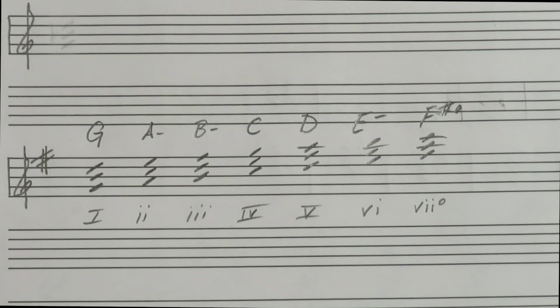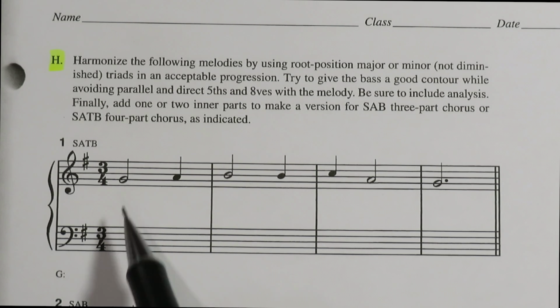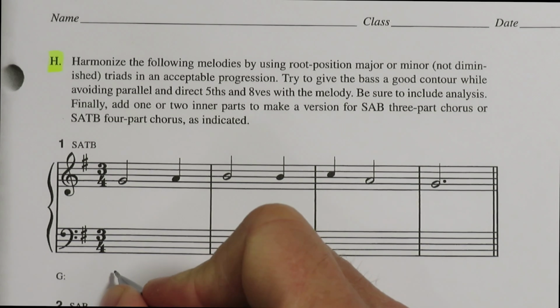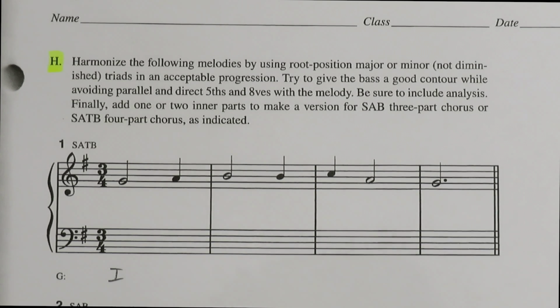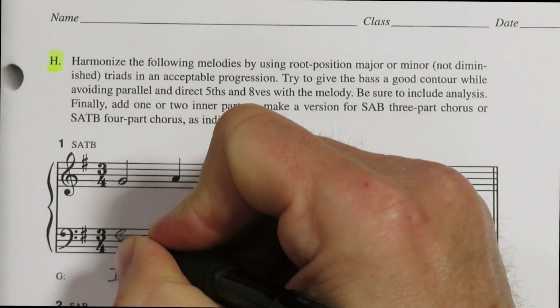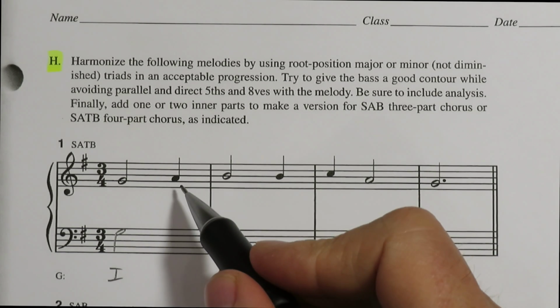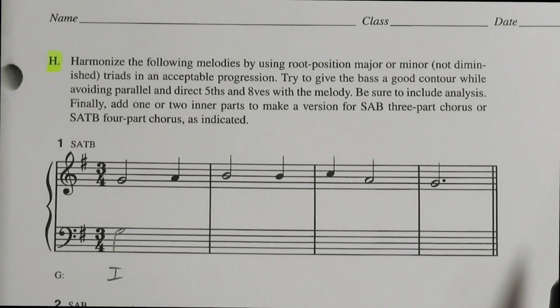Okay, so let's do the first one, and we'll just create a bass line right now. So we're in the key of G, and our first note is a G, and let's make our first chord a 1 chord. Okay, so let's start with the G here, and there we go. Okay, 1 is done. Now we have the A, so let's find out what chords the A belongs to.